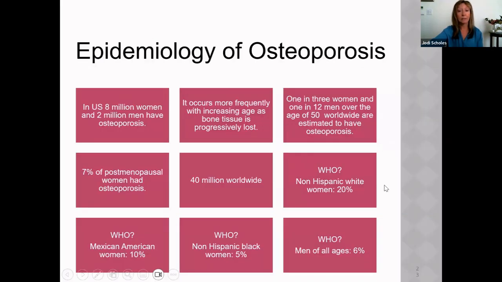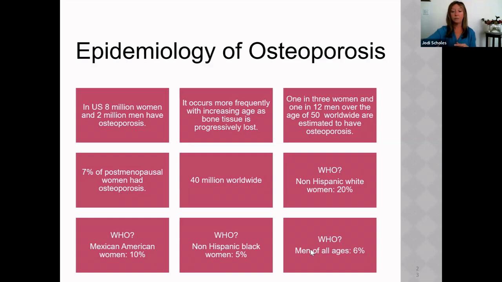All right, so who gets it? In the US, about 8 million women, and about 2 million out of the 8 million have it. Those are rough numbers. So 1 in 3 women, and then 1 in 12 men. 7% are postmenopausal. Who doesn't get it? Mexican American women. They just don't get it. About 10% actually. Who does get it? Non-Hispanic white women.